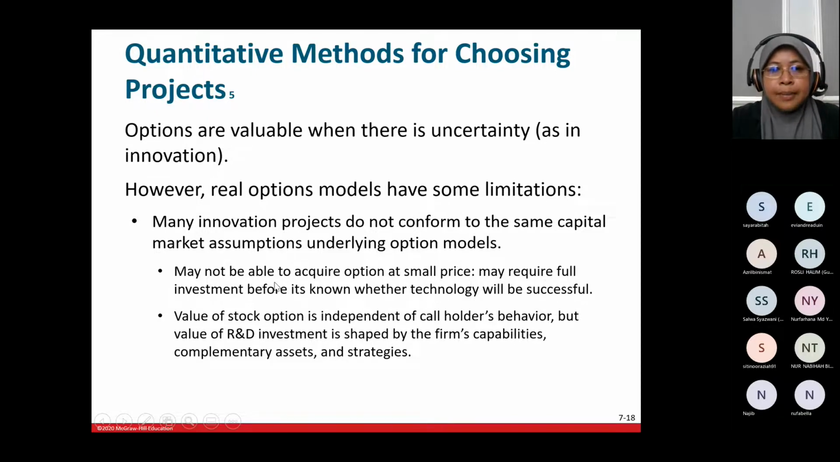It may not be available to acquire the option at a small price. It may require full investment before it is known whether the technology will be successful. So the value of a stock option is independent of the call holder's behavior, but the value of an R&D investment is shaped by firm capability, complementary assets, and strategies.